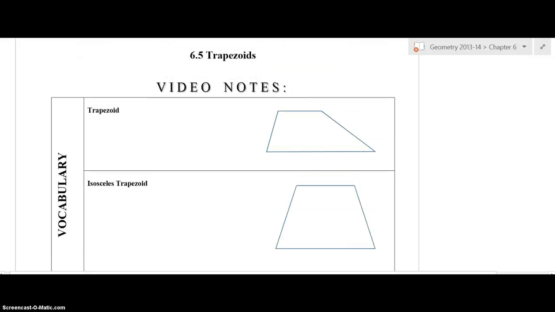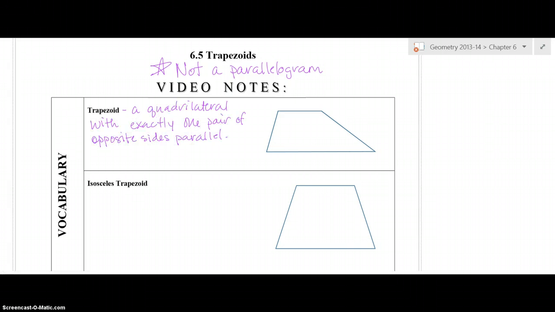But let's first define a trapezoid. A trapezoid is actually the only thing that we're going to talk about that is not a parallelogram. That means that opposite sides are not congruent, opposite sides are not parallel, talking about both pairs, diagonals are not bisected, things like that. So the definition of a trapezoid is a quadrilateral with exactly one pair of opposite sides parallel.